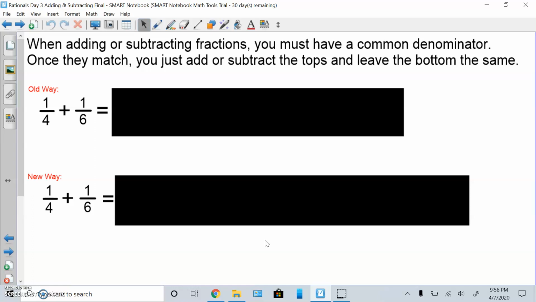So when you're adding or subtracting fractions, you must have a common denominator. That is a requirement. That is not a requirement when you multiply or divide, so that's why adding and subtracting is harder. But once they match, you just add or subtract the tops and leave the bottom the same.